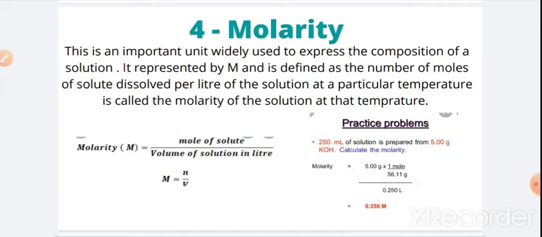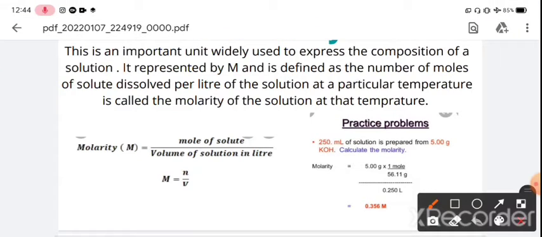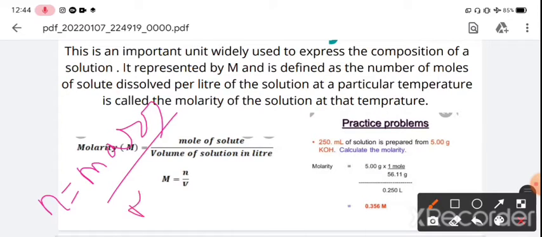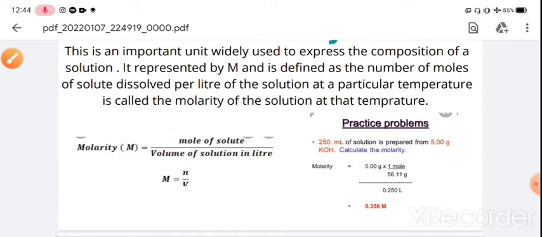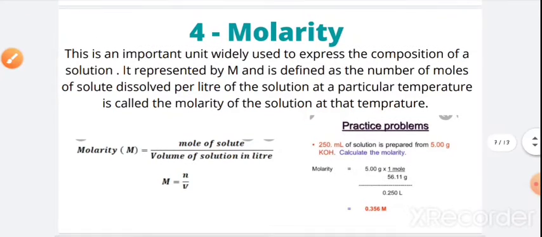So the definition is moles of solute upon the volume of solution in liters. It will give you molarity. Moles, you know how to calculate moles. Moles is simply represented by n. It simply means mass of a given substance, or weight, you can say in gram, upon molecular mass. Different elements have different molecular mass, you know about that. So we just have to calculate moles over here. Moles upon volume will give you molarity.